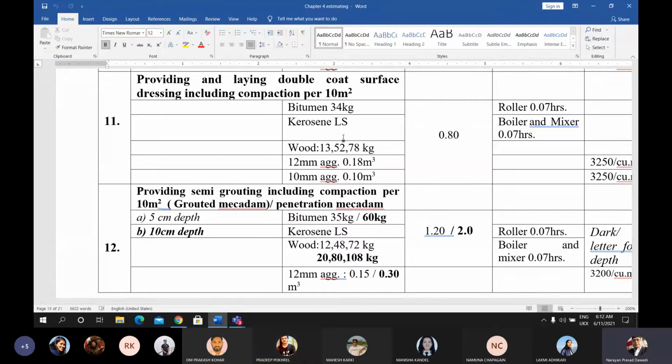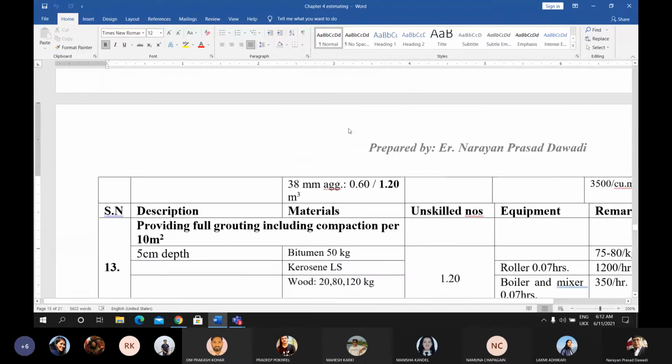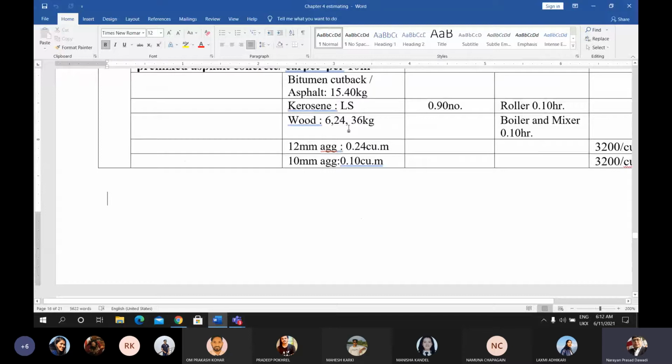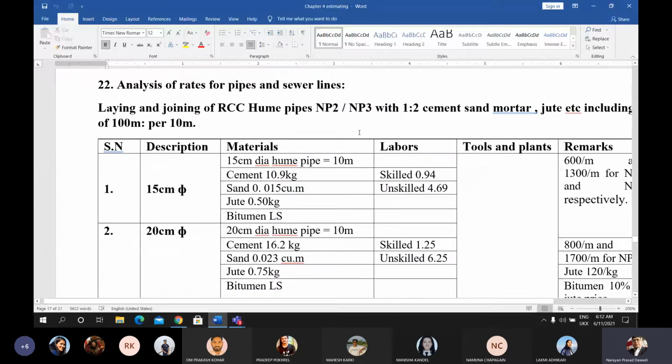And I think I have completed the analysis of rates for the road work, isn't it? Yes, sir. We have started the pipe work. Let me move to the pipe work. This is the analysis of rates for pipe or sewer line, generally using the hume pipe.